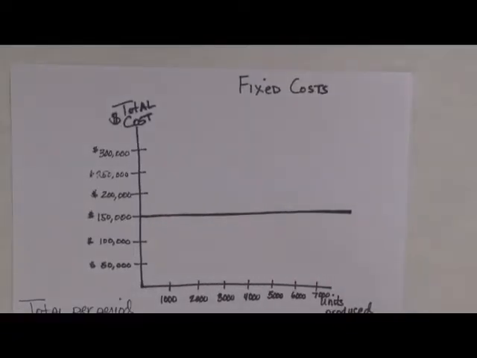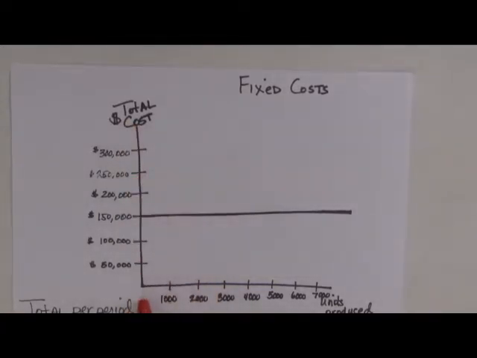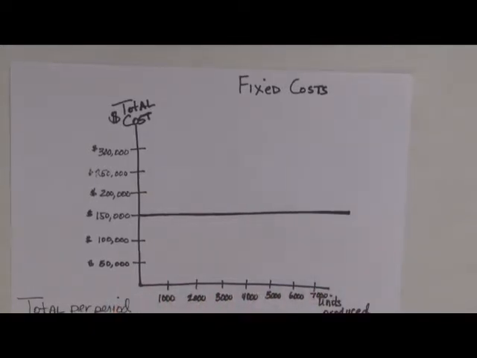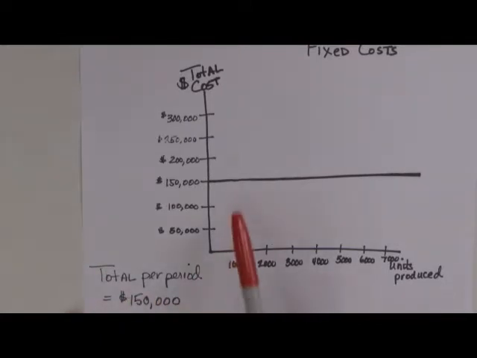This is a graph of an example of fixed cost, and on the y-axis you see the total cost, and then across the x-axis we see units produced. And according to this visual, as we produce more product, in other words, as the activity level increases, the cost remains the same. Fixed costs are expressed in total. So this is total per period equals $150,000.